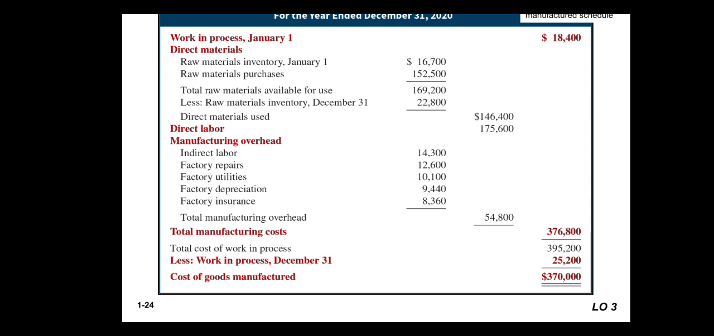In this example, the direct material use is 146,400. After that, you have also to show direct labor cost. In this example, 175,600. And then after that, you have to show the manufacturing overhead cost. There are many manufacturing overhead costs, remember? In this example, the manufacturing overhead costs are indirect labor cost, factory repairs cost, factory utilities cost, factory depreciation, factory insurance cost. Total for the overhead in this example is 54,800.